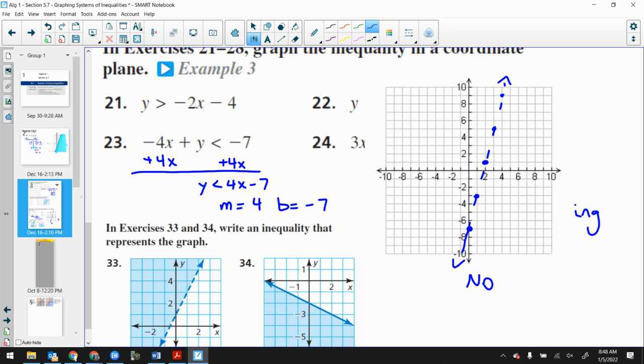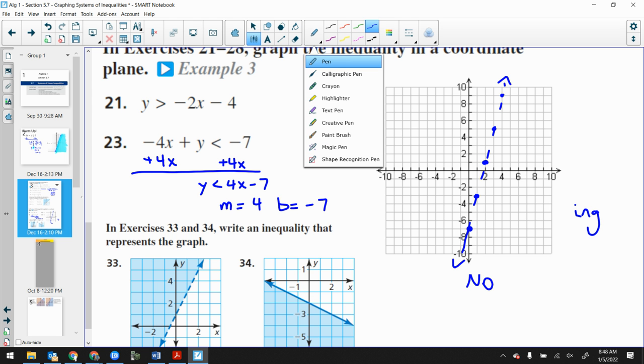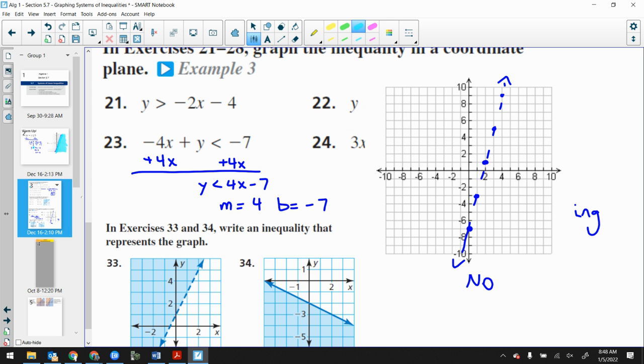Do I shade below or above? Below the line. Less than. Now, if you're ever confused on what's above, what's below, because somebody said, is it left? Is it right? Don't think left, right. Think above or below. So in this case, I shade below the line. Any point in that shaded region would be a solution.